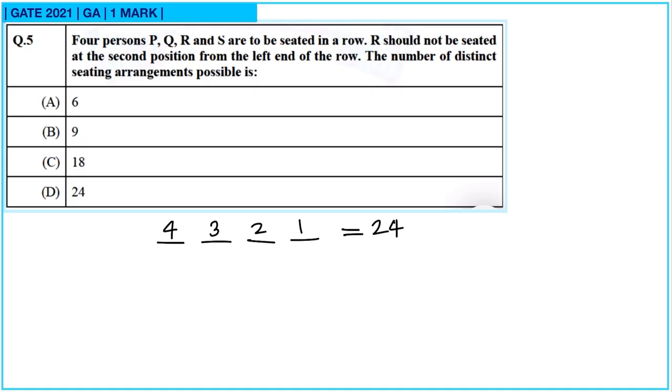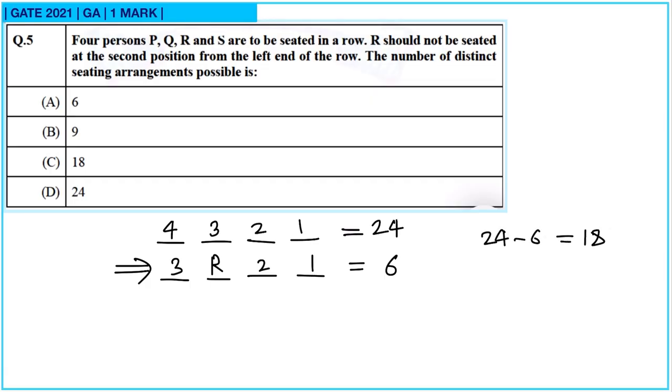Now the condition is R should not be seated at the second position. So let us find out the number of ways in which R is sitting on the second position. So if R is on the second position, then we have 3 seats left with 3 people. So this can be filled in 3 ways, 2 ways and 1 way. So there are totally 6 combinations. And we want to subtract this. So there will be total 24 minus 6, that is 18 ways in which R will not be sitting on the second position from the left hand side. So option C is correct.